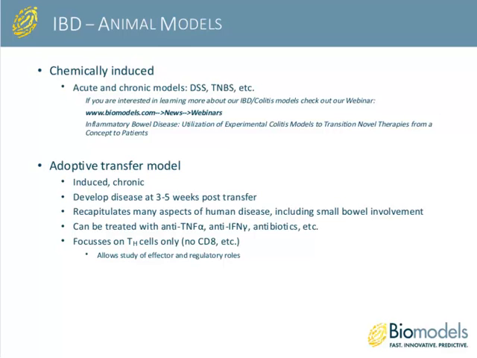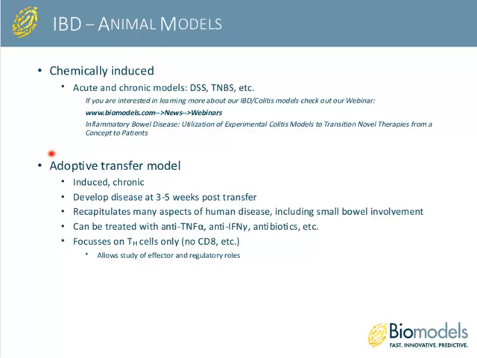We run a lot of IBD models here. A lot of them are chemically induced models, such as DSS and TNBS. I'm not going to cover those now, but they're covered in at least one of our other webinars, which you can find on our website. Right now, I'm going to talk about the adoptive transfer model, which is an induced chronic model. The mice develop disease at about 3 to 5 weeks post-cell transfer, and it replicates many aspects of human disease, including, importantly, small bowel involvement, which isn't really seen in the chemically induced models.